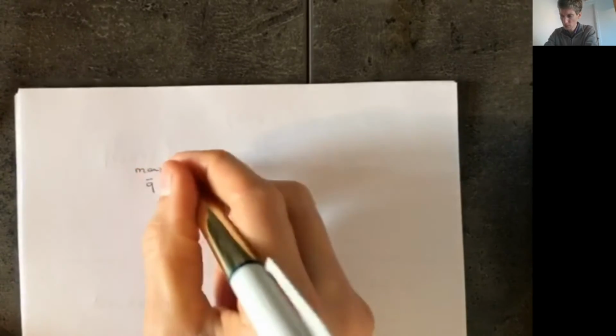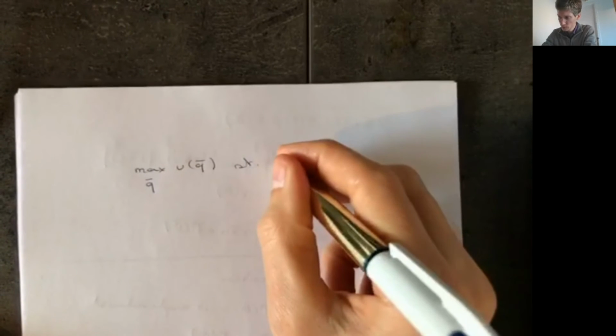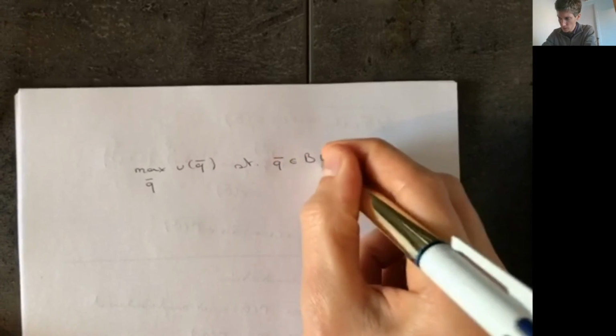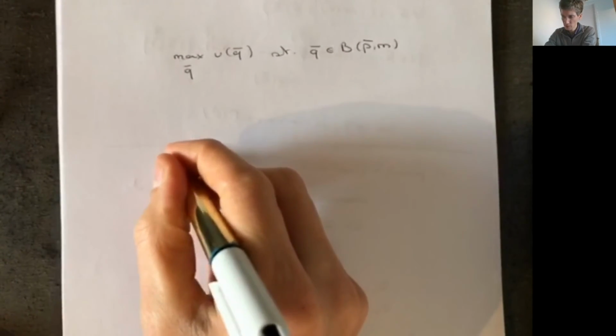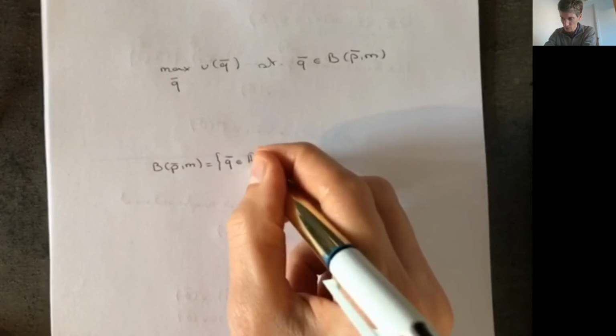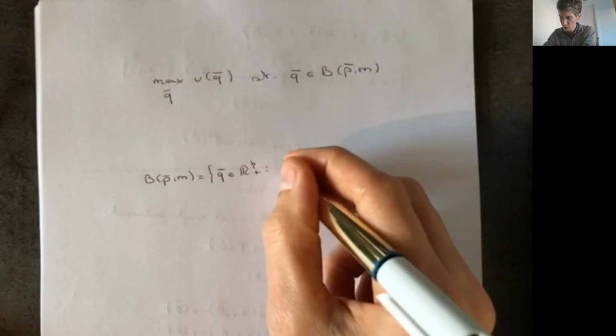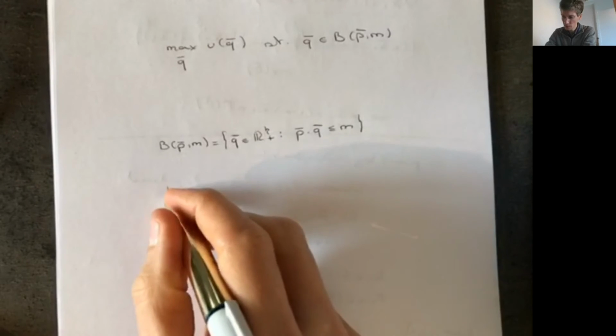So remember what we looked at in the previous lecture. We looked at maximizing a utility function subject to q is in B, is in the budget set, right? And recall the budget set was equal to all the bundles q in R^K plus, such that p times q is lower or equal to m. Okay, so let's first show that this is convex valued.